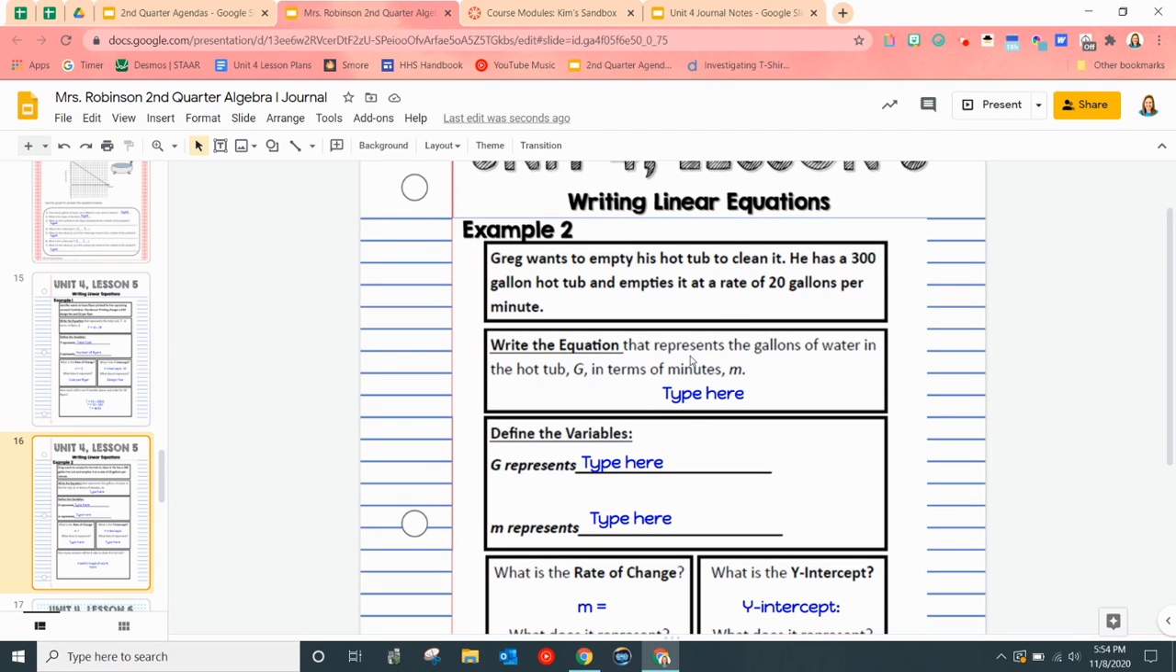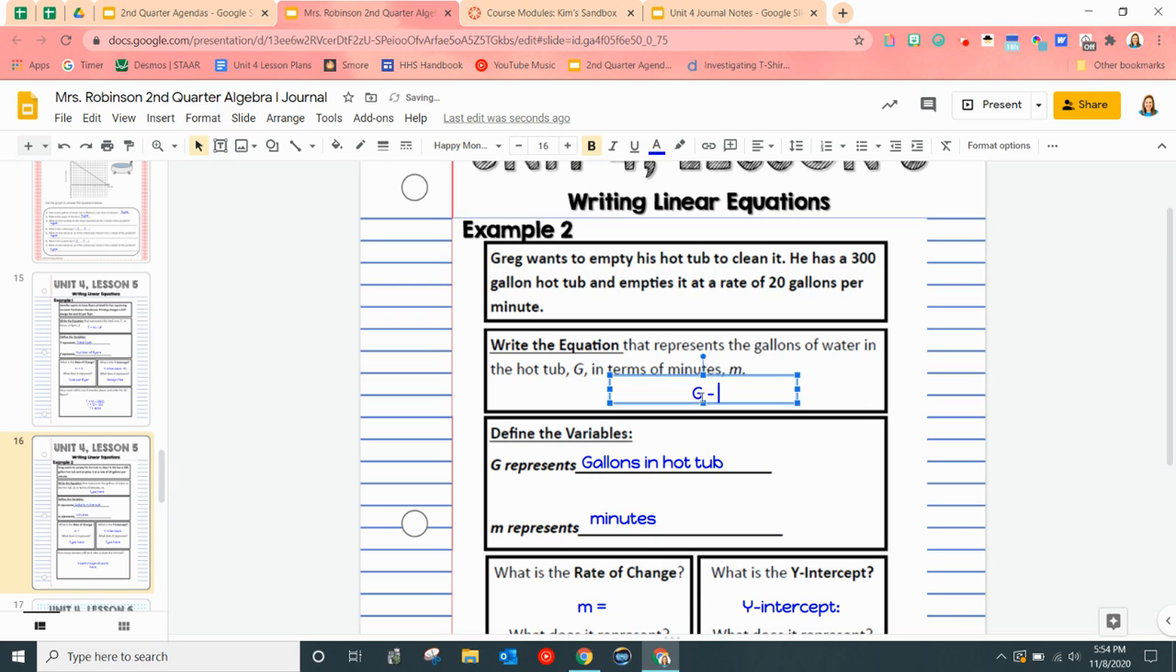So write an equation that represents the gallons of water in the hot tub. We're going to call that G in terms of minutes M. So what does G represent? They just told me. We got to keep it straight. It represents the gallons in the hot tub. And M represents minutes, how many minutes it's going to take him to drain it. So at any minute, G represents how many gallons are in the tub at that minute. So let's write our equation here.